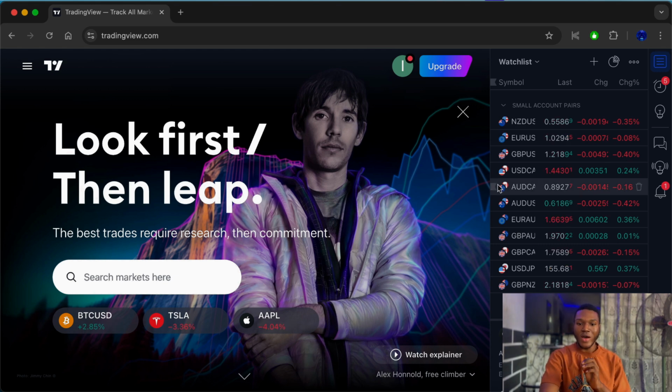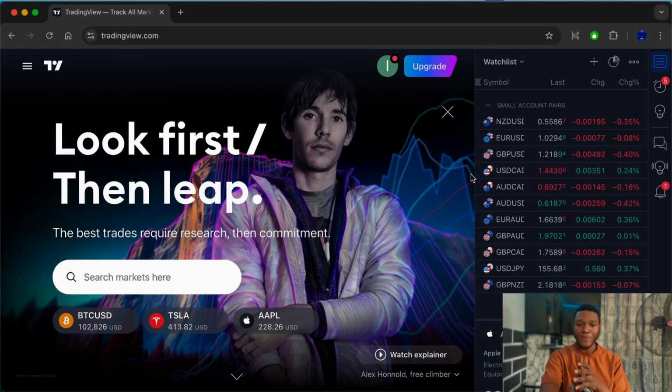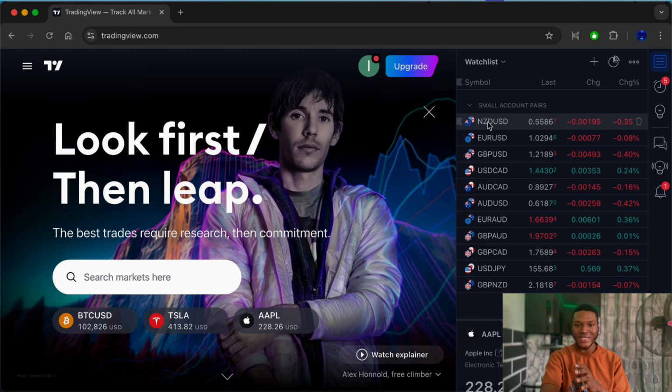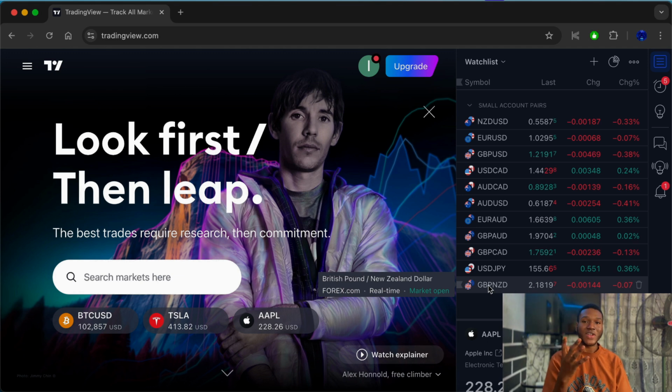So on our screen right now, these are the pairs I would list out. We have NZD USD, Euro USD, GBP USD, USD CAD, AUD CAD, AUD USD, Euro AUD, GBP AUD, GBP CAD, USD JPY, and GBP NZD. So these pairs are actually very nice pairs. You can check them out. They have very small pip counts, meaning that you can actually trade them using small accounts. I will explain to you the types of trades you can take now.